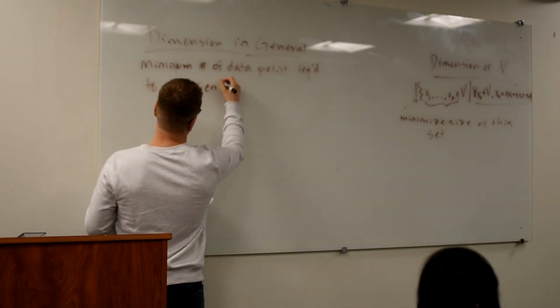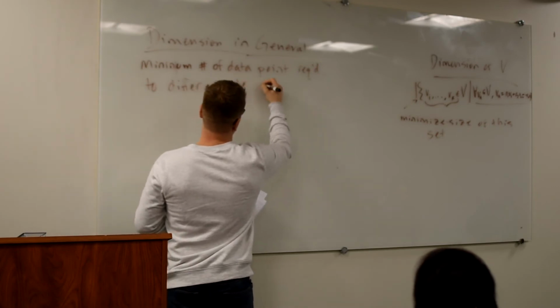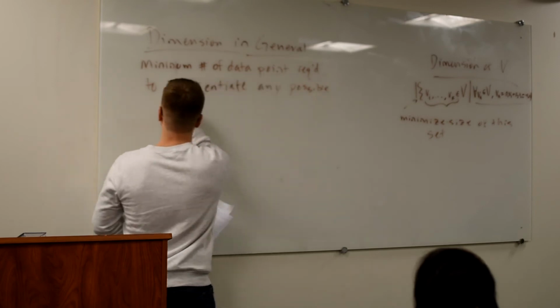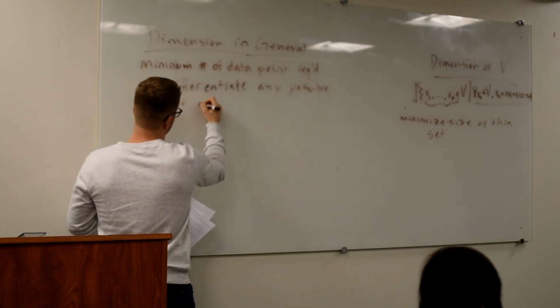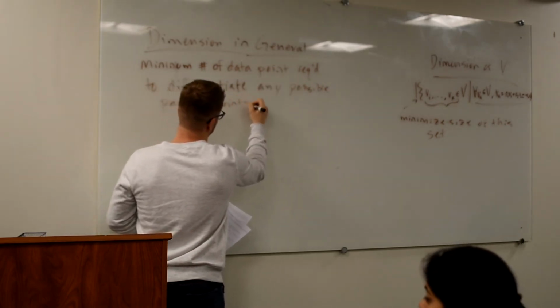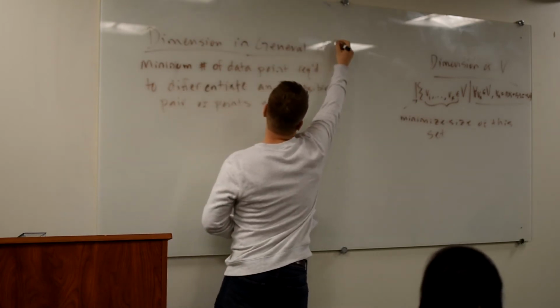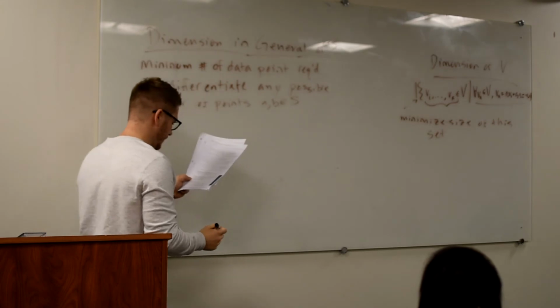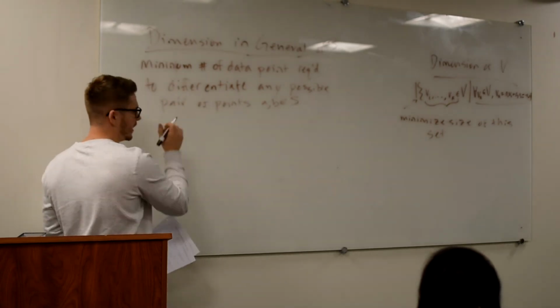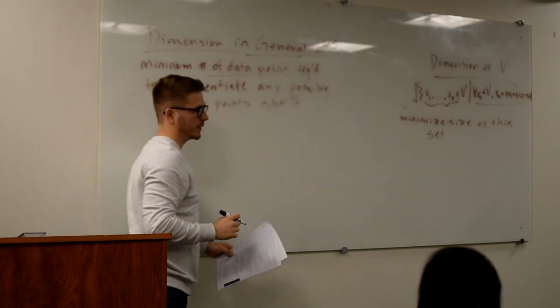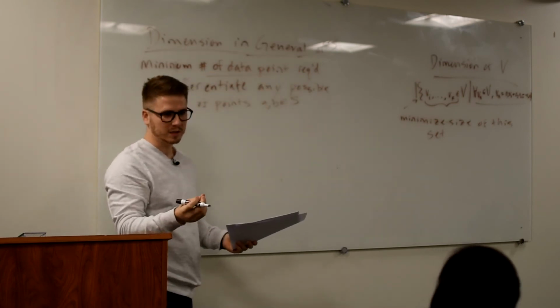So to differentiate any possible pair of points, A, B, in our space S. We'll write that down. And you can think of the minimum number of data points really as the minimum number of coordinates.